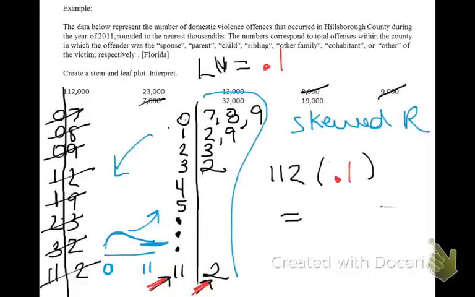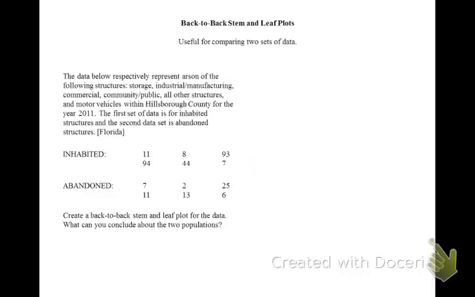In this case, your answer is 11.2. So you can control the values in your data set using this leaf unit. We can also compare two data sets by creating a back-to-back stem and leaf plot.